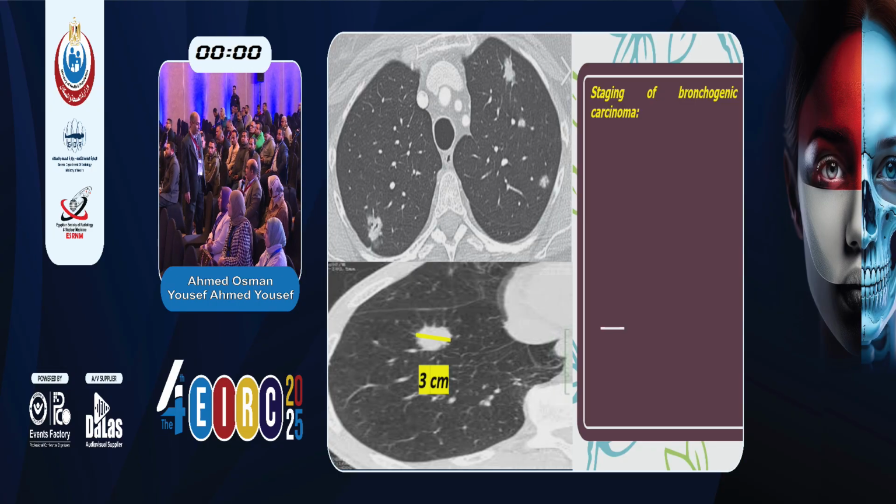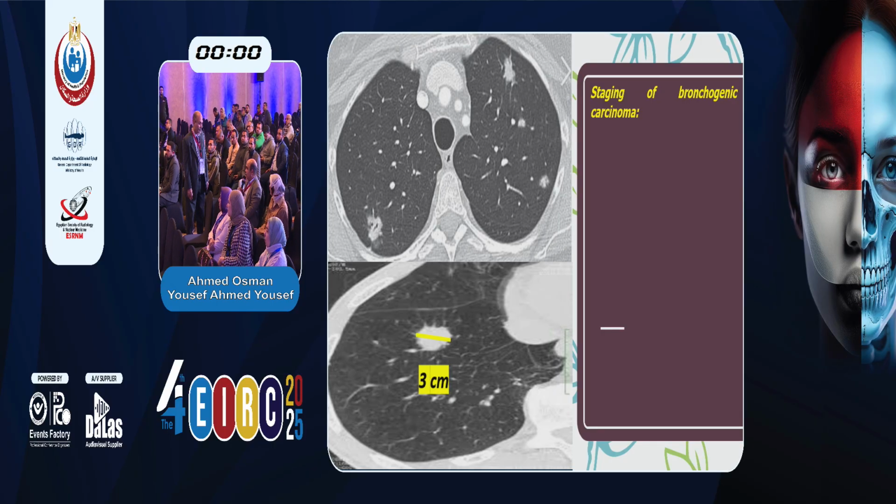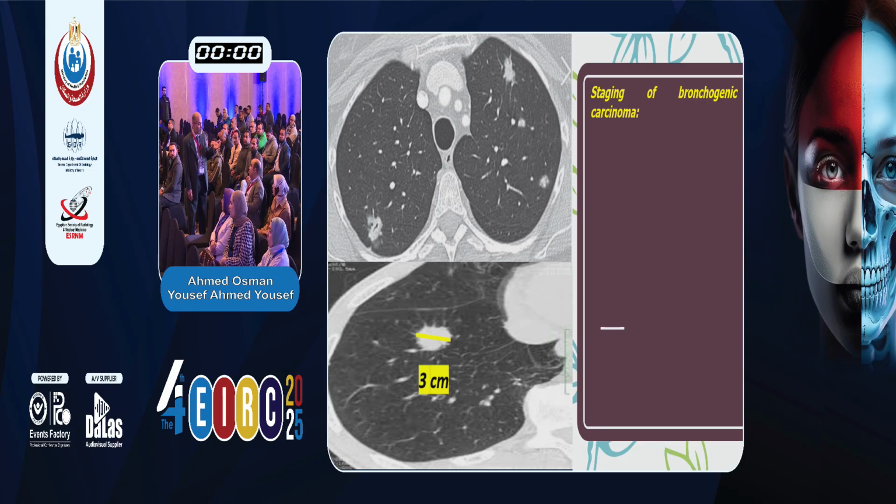Regarding staging, we have a mass which is suspicious for being cancerous. Can we add a conclusion with TNM staging before having a biopsy? Yes. Regarding the size, as you know, less than 3 centimeters is T1, between 3 and 5 is T2, between 5 and 7 is T3, and more than 7 is T4.